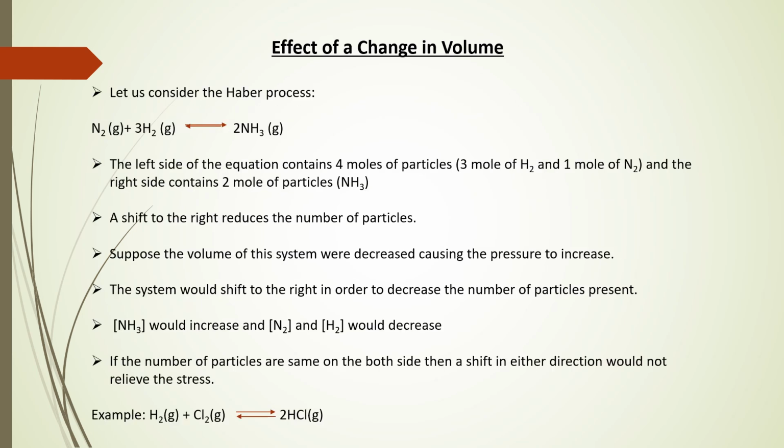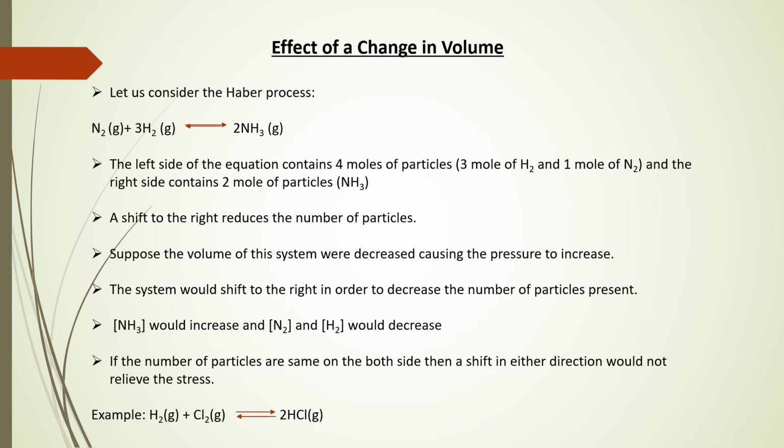Let us consider the Haber process, where nitrogen reacts with hydrogen and makes 2 moles of ammonia. The left side of the equation contains 4 moles of particles, 3 moles of hydrogen and 1 mole of nitrogen, and the right side contains 2 moles of particles, NH3. A shift to the right reduces the number of particles.